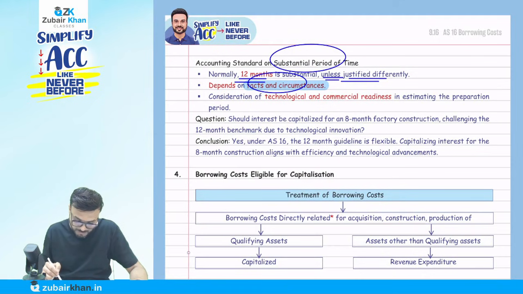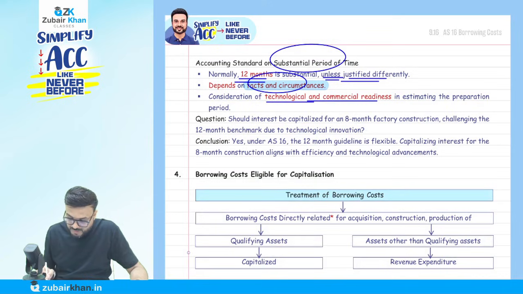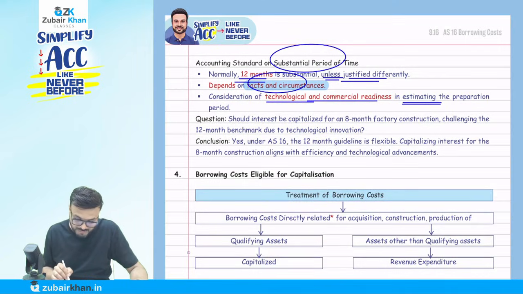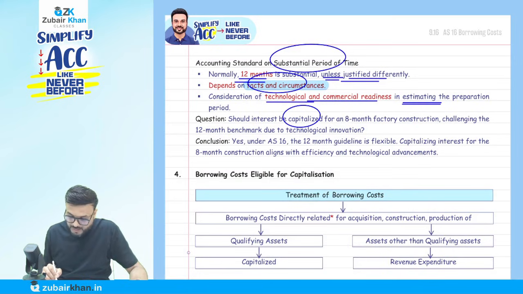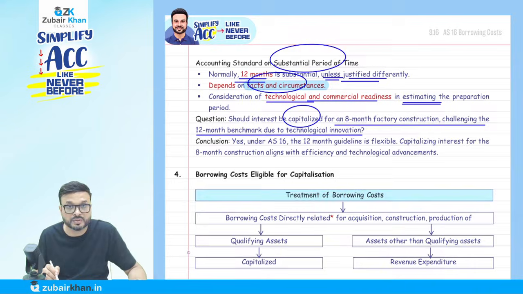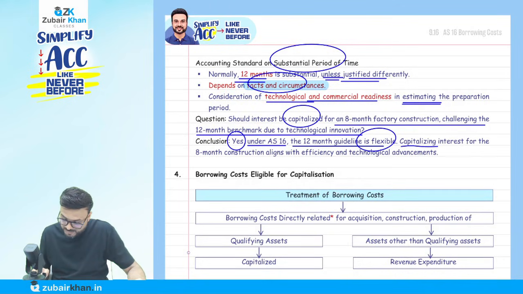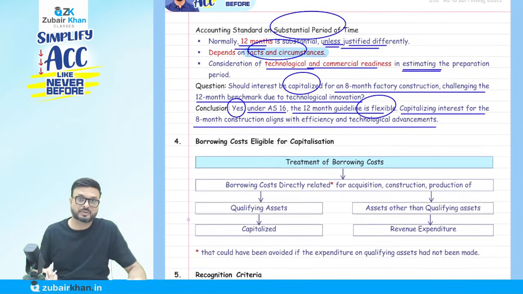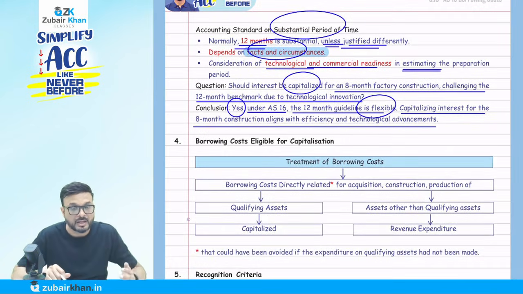What it says is that it depends on facts and circumstances, including consideration of technology and commercial readiness in estimating the preparation period. So they ask, should interest be capitalized for an 8-month factory construction, challenging the 12-month benchmark due to technological innovation? Yes, we can add. Under AS 16, the 12-month guideline is flexible, not fixed. Capitalizing interest for the 8-month construction is aligned with efficiency and technological advancement. If you use advanced technology and complete construction in 8 months instead of 12, no problem. Still, we call it a qualifying asset.